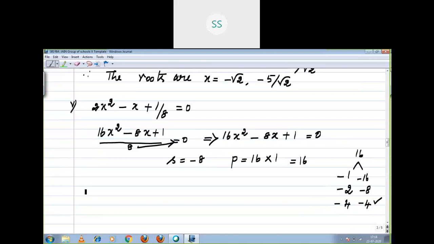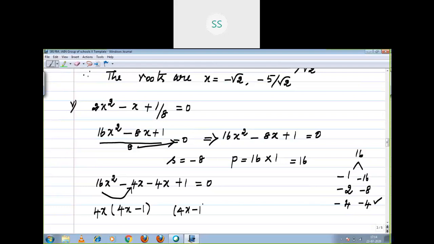Third one is apt. Now, 16x square minus 4x minus 4x plus 1 equal to 0, right? Sum alone I split. When you add minus 4x and minus 4x, what will you get? Minus 8x. I didn't disturb the given, right? In these two, which is common? 4x. Then what should be the rest? 4x minus 1. I told you, what you wrote, the same thing you repeat again, right?